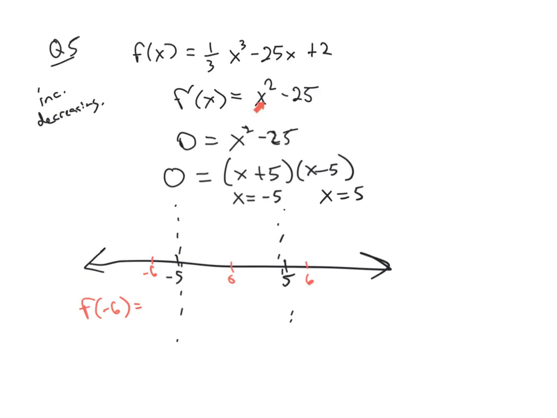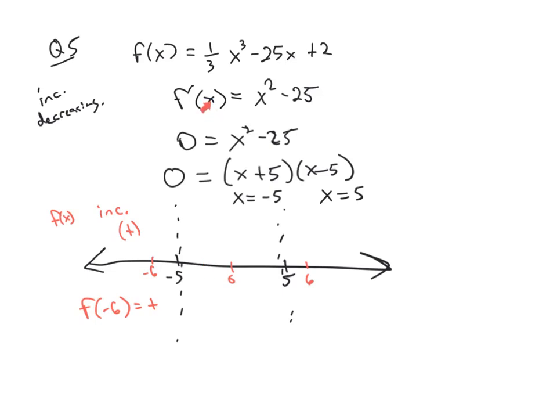So when you have negative 6, right? That's what we're plugging in. Negative 6 squared is 36. 36 minus 25, that gives us a positive answer. So here, this is positive. So what that tells us is that f of x, the original function, is going to be increasing in this interval right here.